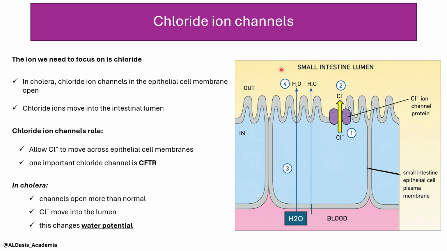So that's basically the main movement of ions that occurs through the epithelial cells. You need to remember this movement. It starts with chloride ions moving through chloride ion channels into the lumen. This results in an increased level of chloride ions inside the lumen. Then this will be followed by water molecules moving from the blood and tissue fluid area into the small intestinal lumen.